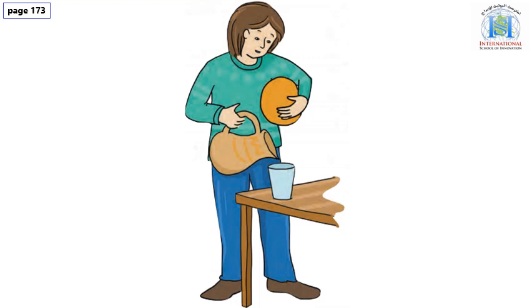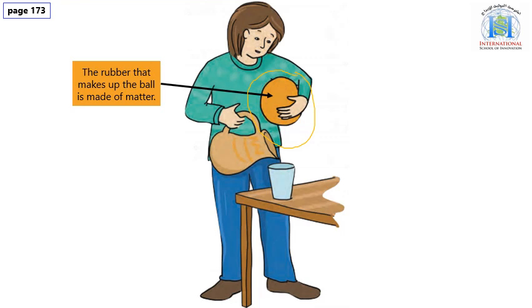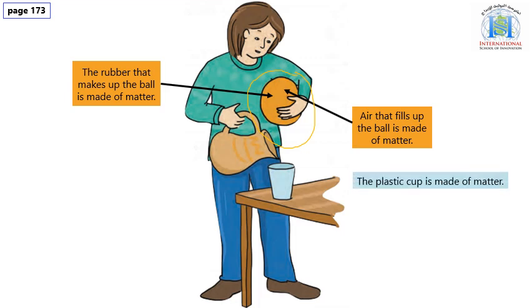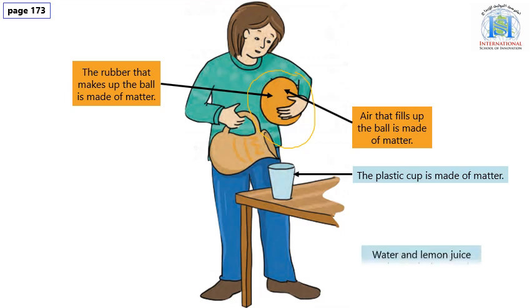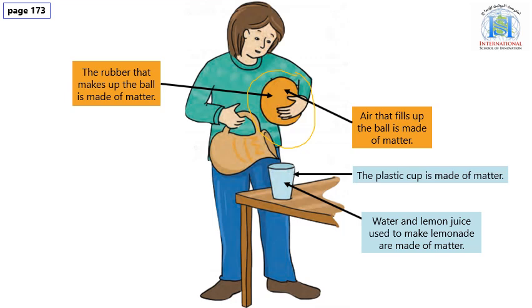What about the ball? Yes, that's true. The rubber that makes up the ball is made of matter. And also, the air that's inside the ball is matter. That's right. The girl is thirsty. She wants some lemonade. The plastic cup is made of matter. And also, the water and the juice used to make lemonade are kinds of matter.